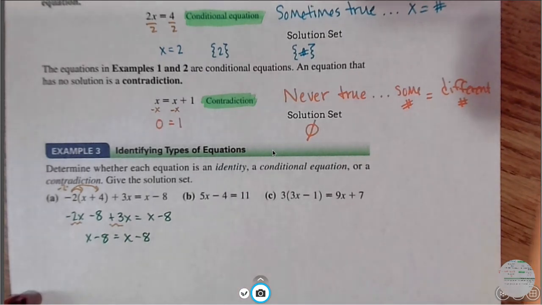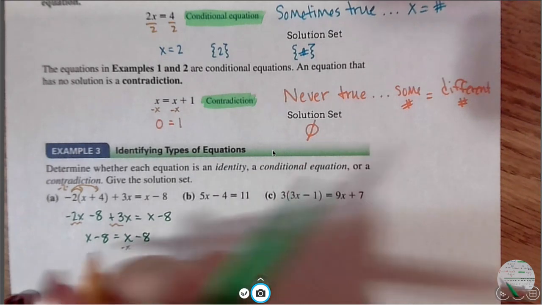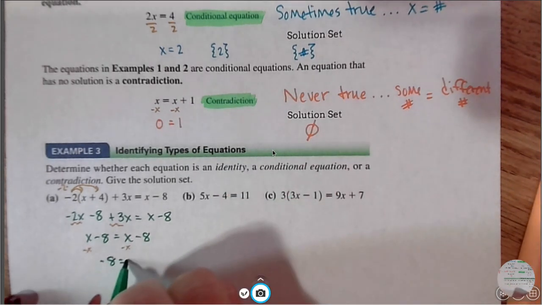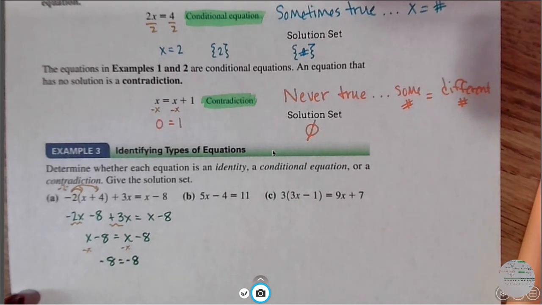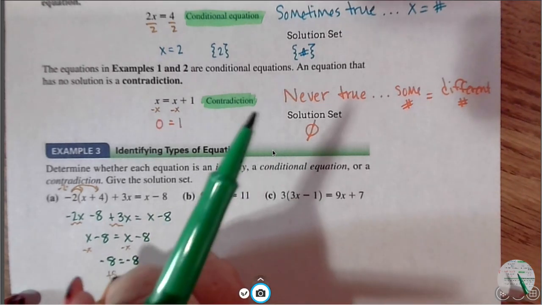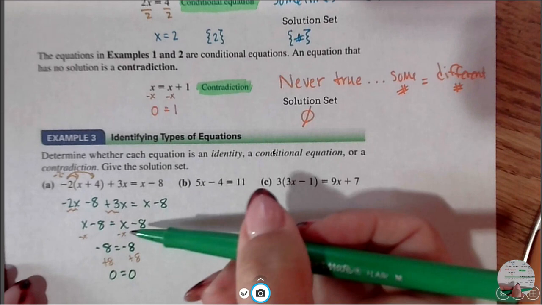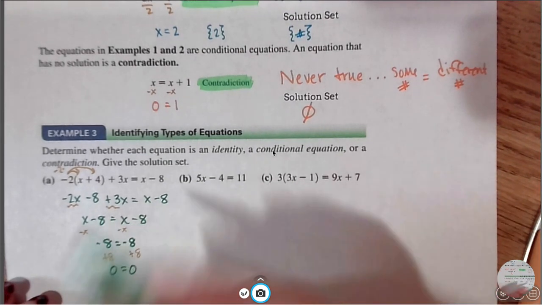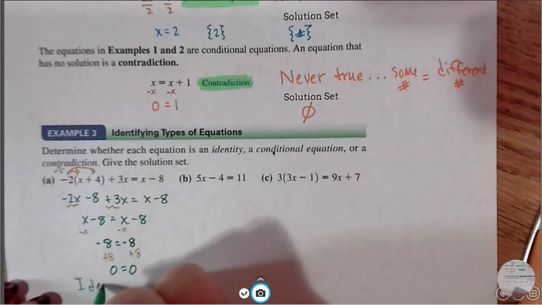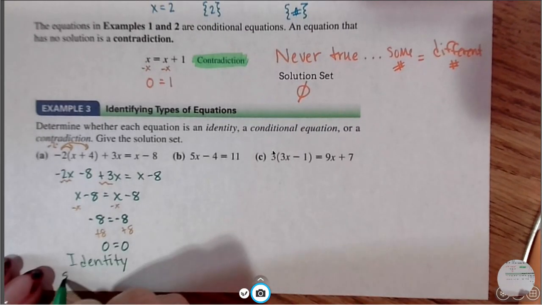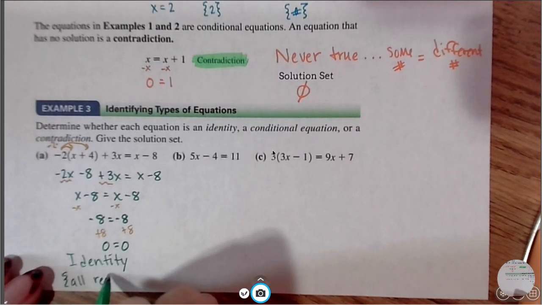I could take it further, and I could subtract x from both sides to where I get -8 equals -8. And I see that it's an identity. I could even go a step further and add 8 to both sides, so I get 0 equals 0. But all the way up here, at this step, I could see it's an identity. So this one is an identity, and the solution set is all real numbers.